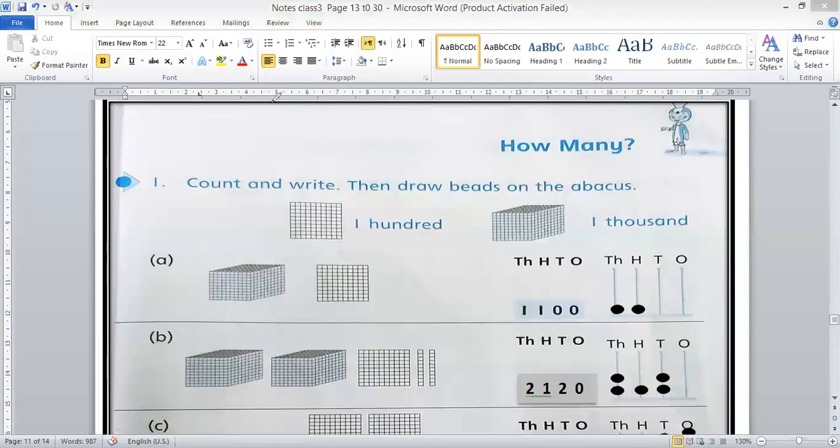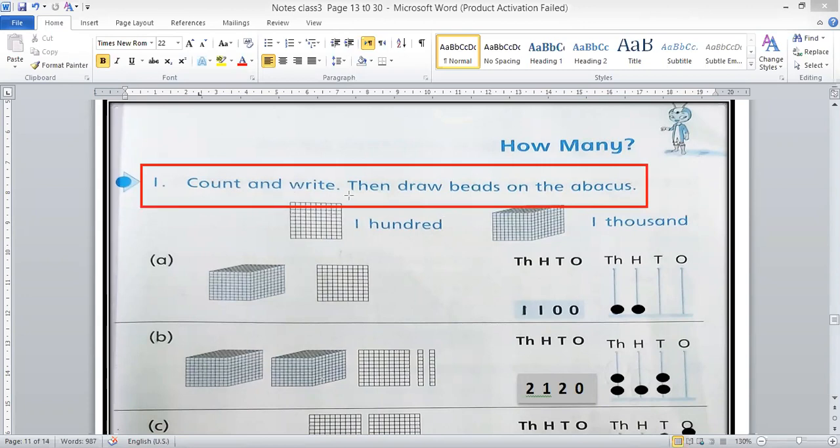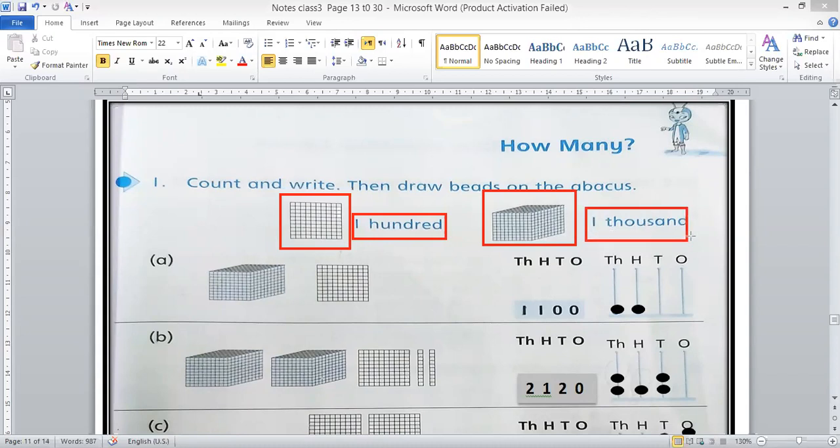Now in page 27, the statement is: count and write, then draw beads on the abacus. Students, remember that this rectangle consists of 100 small boxes, so we call it 100. And this box consists of 100 of those, therefore we call it 1000.